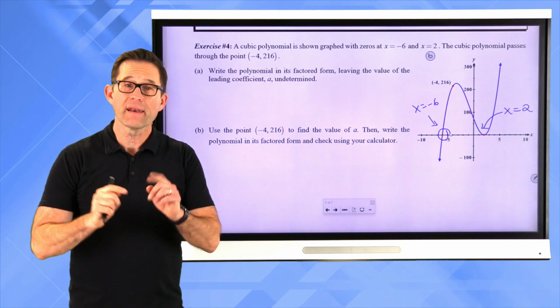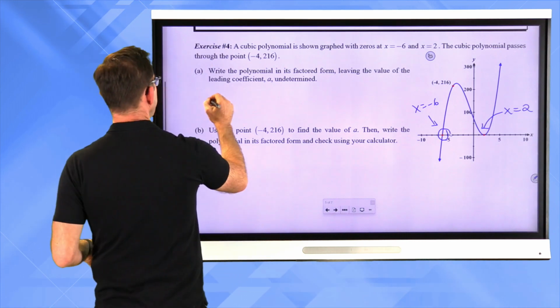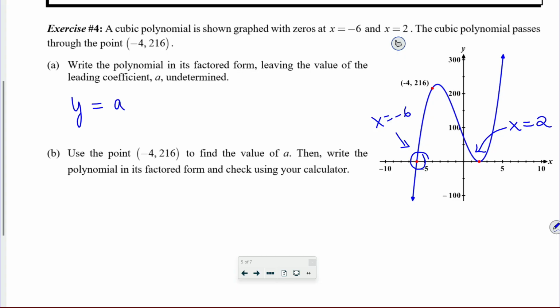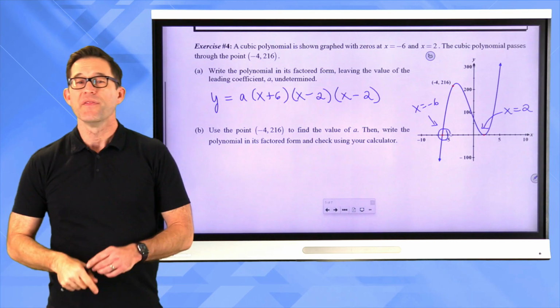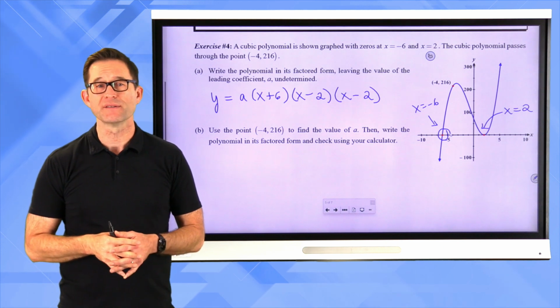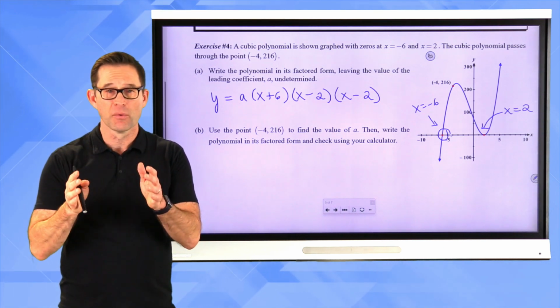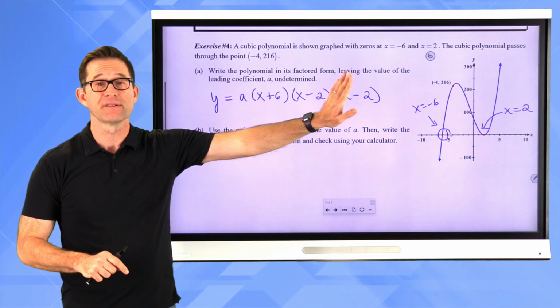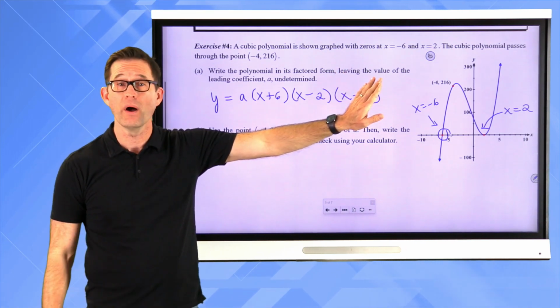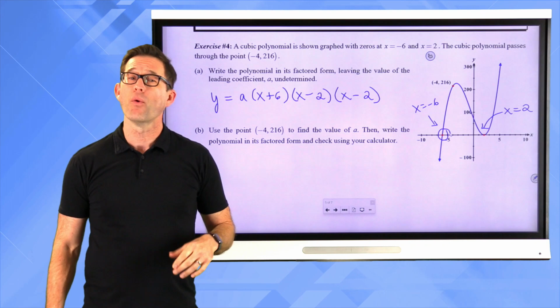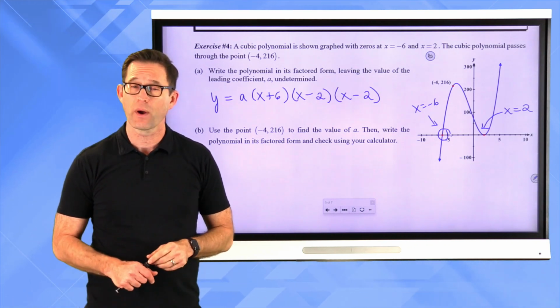All right, what that now tells me is that in its factored form, this must look as follows. A times x plus 6 times x minus 2 times x minus 2. All right, the x minus 2 has to show up twice for us to have a double zero there. Side note, if the x minus 2 didn't show up twice, if it just showed up once, this wouldn't be a cubic. It would only be a quadratic. It would only have an x squared in it.